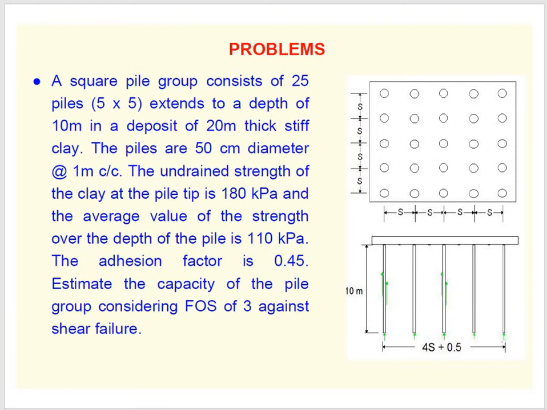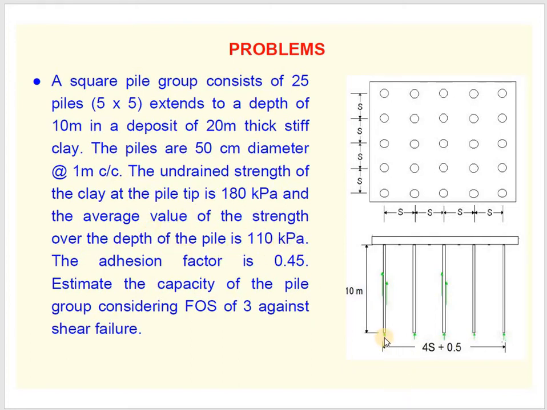You are given a square pile group of 25 piles, that means 5 piles in each row, and you have 5 rows, and the length of the pile is 10 meter in a deposit of 20 meter thick stiff clay. The piles are 50 centimeter diameter at 1 meter center to center. That is the spacing between two piles is 1 meter, and the diameter of the pile is 0.5 meter or 50 centimeter. Undrained strength of the clay at the pile tip is 180 kPa, and the average value of strength over the depth of pile is 110 kPa.